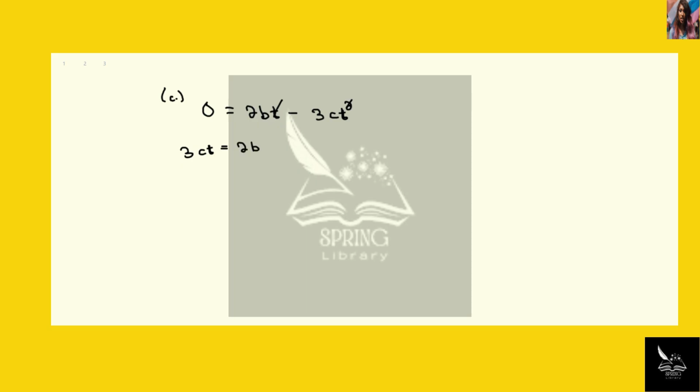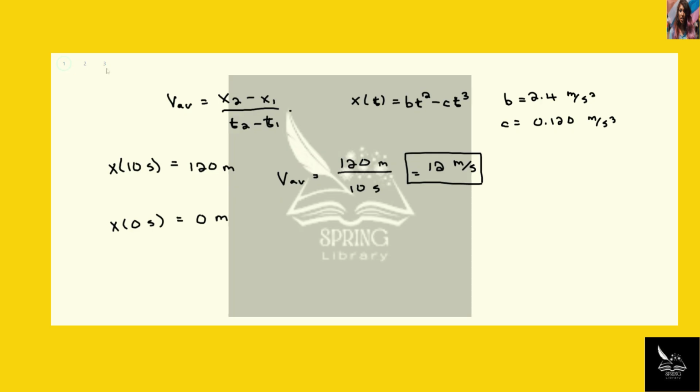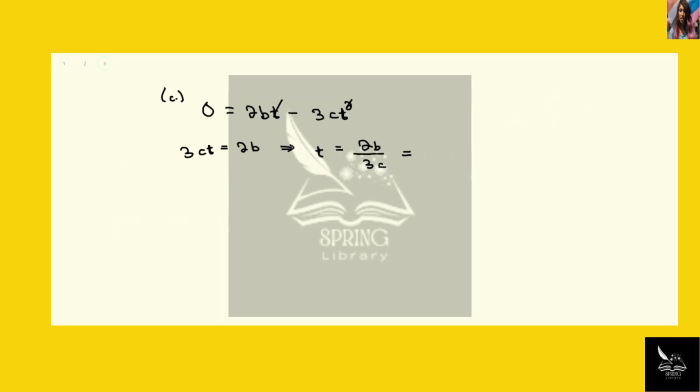We're solving for t, so I'm going to divide by 3c. And b and c are known constants. They're here. Whenever we plug them in here, along with the 2 and the 3 into our calculator, we get that t is approximately 13.33. By the way, this repeats forever. And that's in seconds. And so approximately 13.3 seconds after it starts, it comes to rest again. And so that's the final answer for part C.